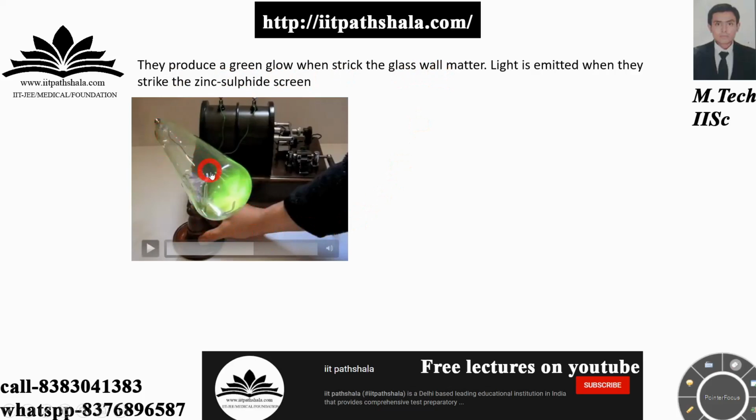But in the whole tube you cannot see your cathode ray. At the end only you can see the cathode ray, because they are now emitting the green light.